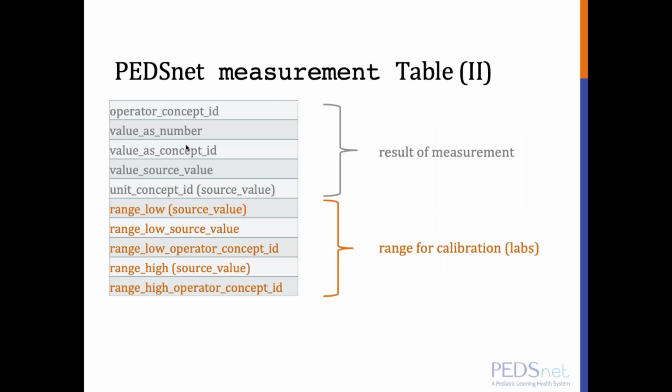And this is a continuation of some other information that you can find in the measurement table. So for example, operator concept ID, value as number. So different parts of the measurement that you still want to include that might not be just that one value or numeric value of the measurement. And there are also range high, range low. So if that measurement does have different range values to compare that measurement value to, it might also go in this measurement table.